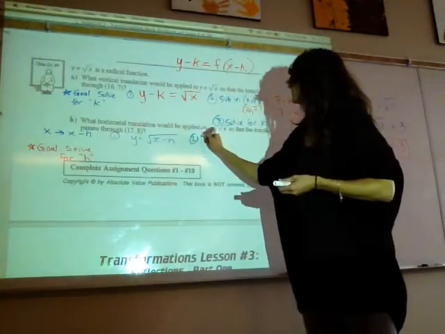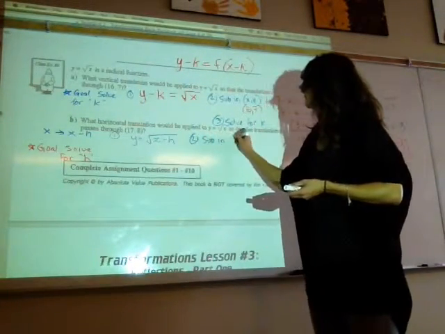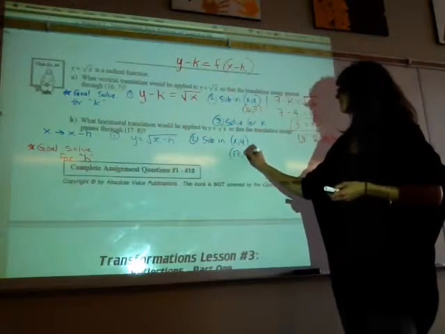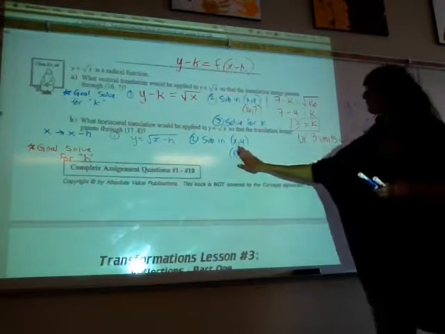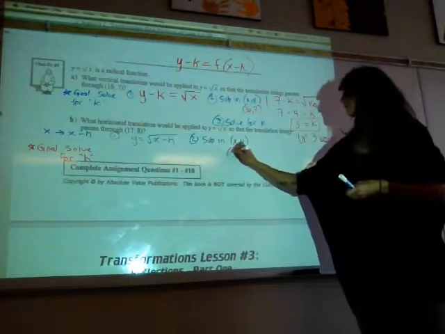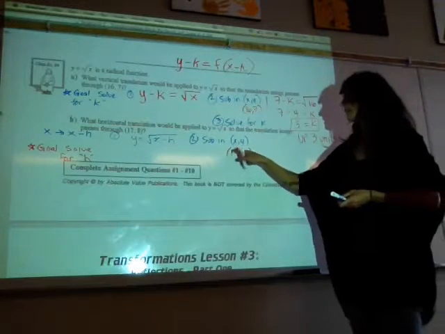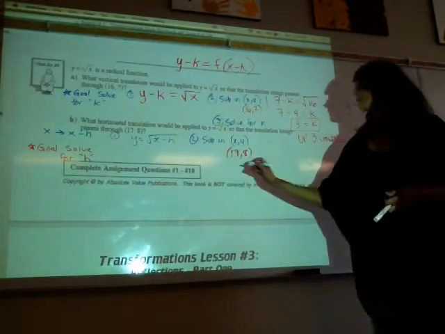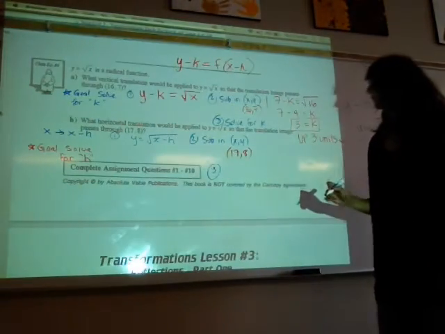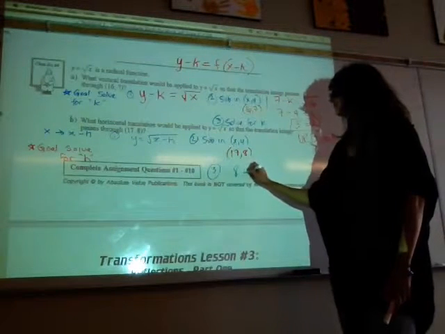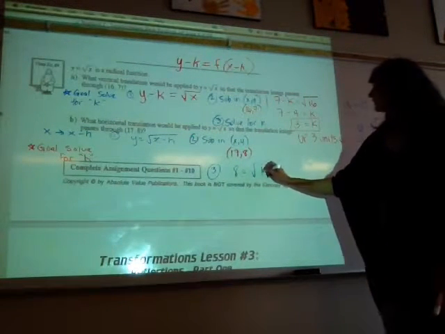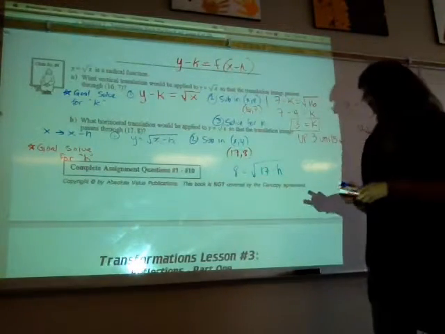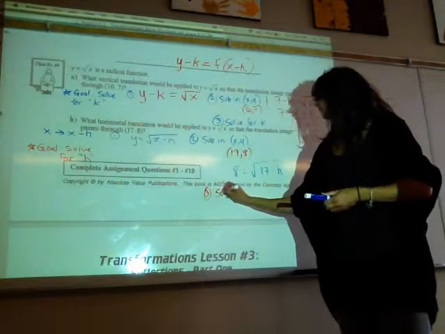So y will equal the square root of x minus h. Okay, step 2. Sub in our x and y coordinate, which happens to be 17, 8. So the x is 17, the y is 8. Lastly, step 3, well I guess we gotta sub it in first, so we have 8 equals the square root of 17 minus h. So then the last step, step 3, is to solve for h.